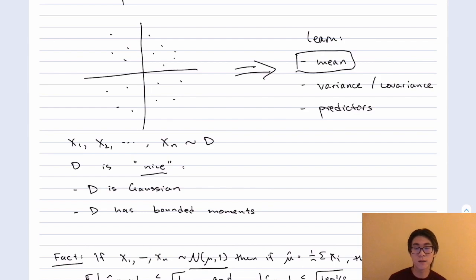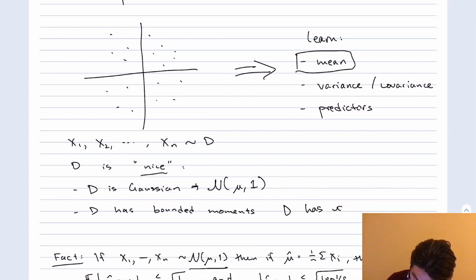Okay, so now let's consider the one-dimensional case of this problem. So here, D is a Gaussian just means that it's some Gaussian with mean mu and variance 1. D has bounded moments: let's just consider the setting where D has variance 1. And I should say that throughout this lecture, I'm always going to assume that my distributions have variance 1, but it's really easy to see that the algorithms I'm going to consider are very scale invariant, and so the results scale in a natural way, for instance, if my Gaussian has variance sigma squared.